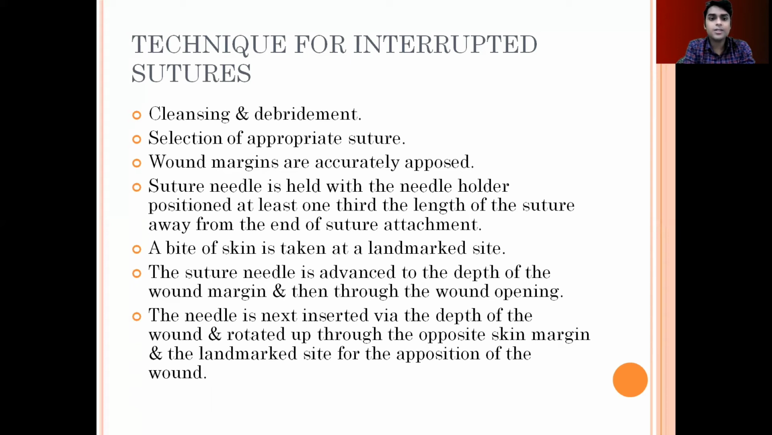A bite of skin is taken at a landmark site. The needle is advanced to the depth of the wound margin and then through the wound opening. The needle is next inserted at the depth of the wound and rotated through the opposite skin margin at the landmark site for the apposition of the wound. This is a video showing the simple interrupted suture.